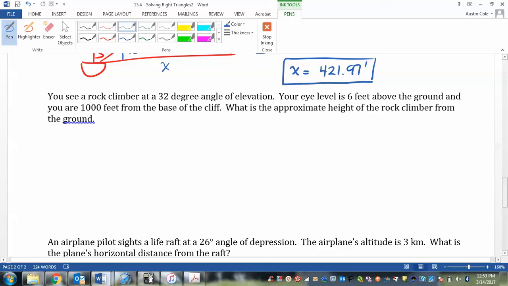Okay, so your eyes are 6 feet above the ground. We need to take that in consideration. So here we are, and you're seeing some rock climber up on a rock wall here. And the angle, there's your line of sight right here. And your eye level is 6 feet above the ground. So this is 6 feet. And you are 1,000 feet from the base of the cliff. So this is 1,000.